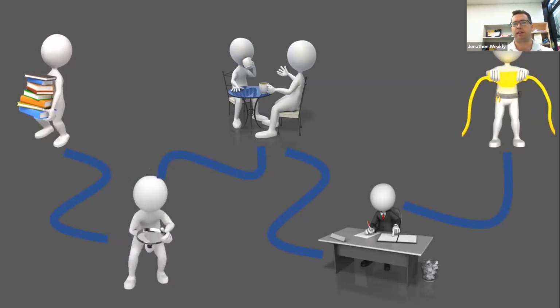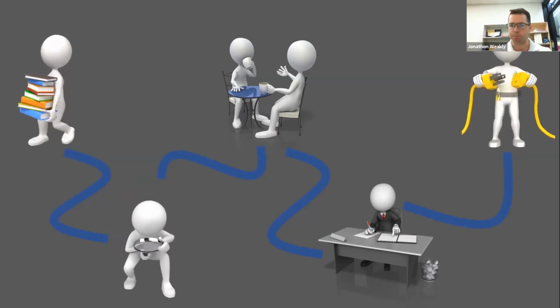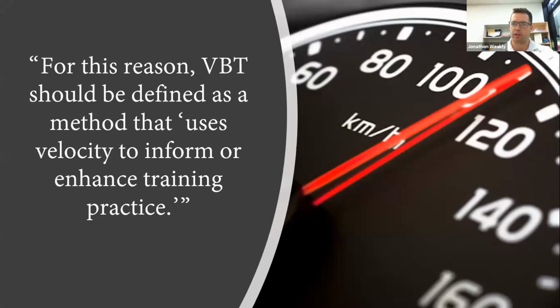And for me personally, they were the true experts in their own respective areas, and it seemed like such a natural fit. But as I delved into it and was writing the introduction of the paper, I remember thinking, well, people don't know what velocity-based training is. And probably this sentence here is the most important sentence I'll ever write in academia, or in any research paper at least, because it's the definition of what velocity-based training is. Velocity-based training is a method that uses velocity to inform or enhance training practice.